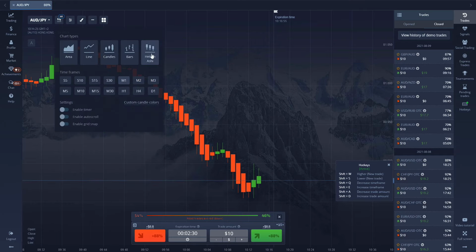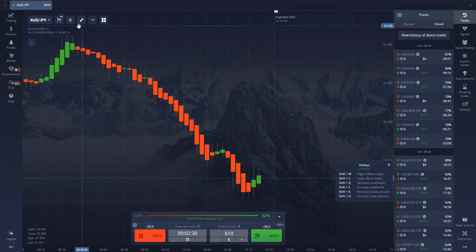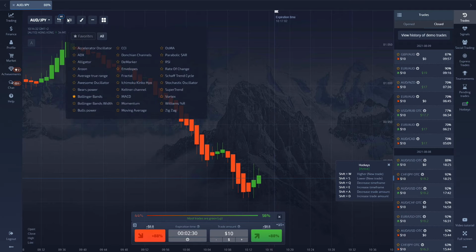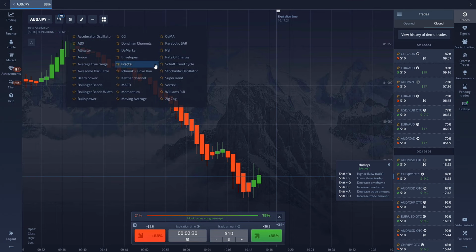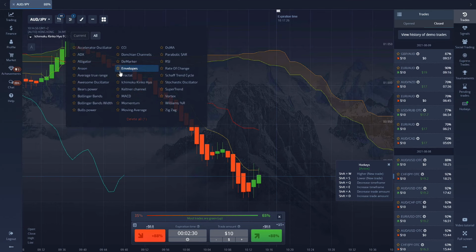We will be using a 1 minute strategy with Heiken Ashi bars. It is a free strategy, you could try it in any trading hours. Okay, let's go to the indicators tab.